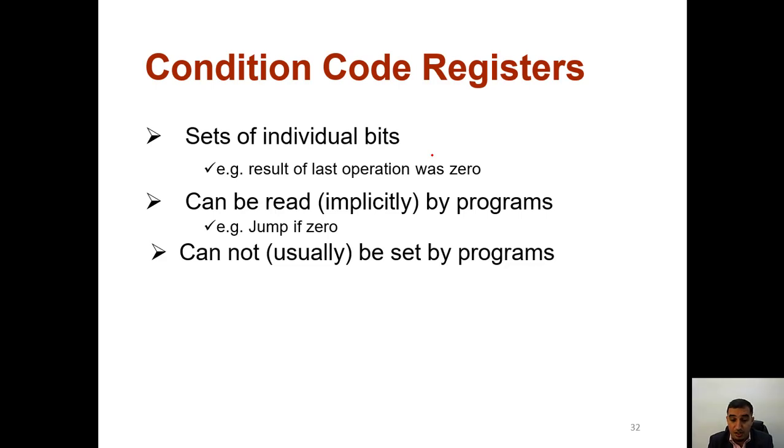The conditional registers are a set of individual bits, such as the flag register, which we talked about earlier. They can be read implicitly by the programs, such as in jump if 0 or loop if non-zero, and cannot usually be set by the program. It's very difficult to set these registers. The only bit that we can set is the carry bit.